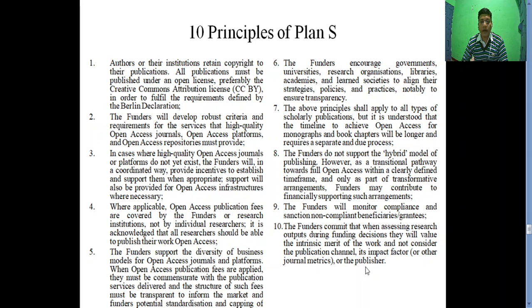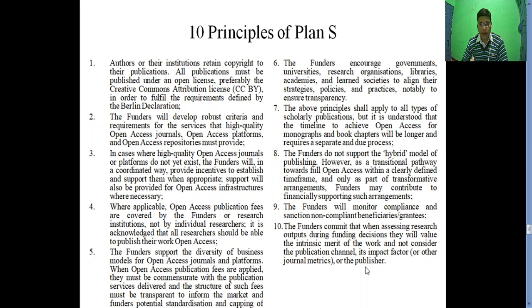Principle 8. The funders do not support the hybrid model of publishing. However, as a transitional pathway towards full open access within a clearly defined time frame, and only as part of transformative agreements, transformative arrangements, funders may contribute to financially supporting such arrangements. I will discuss later what a transformative agreement or transformative arrangement is.